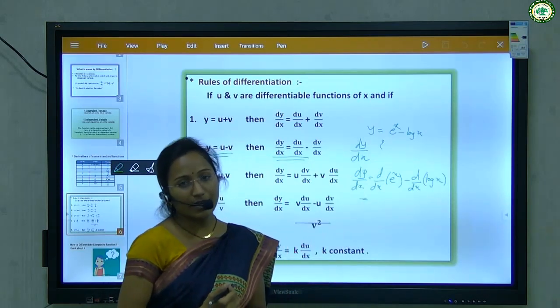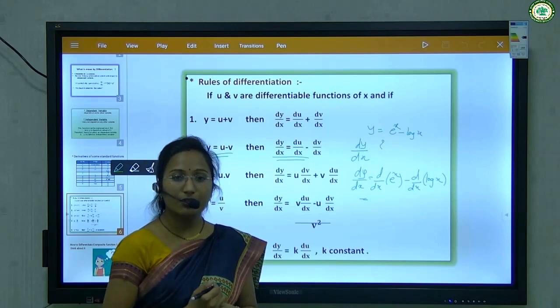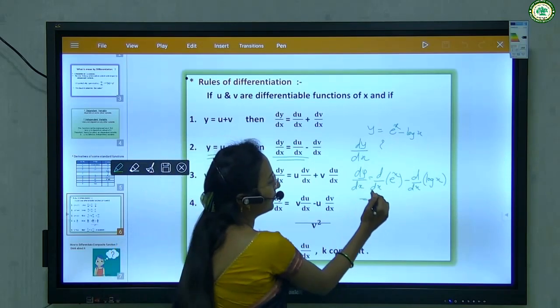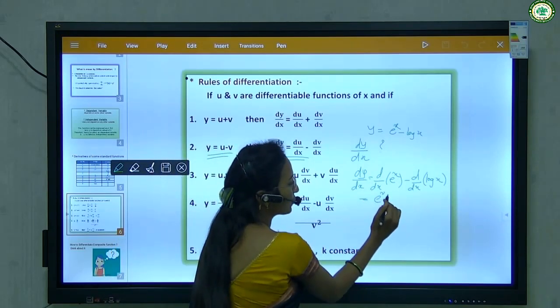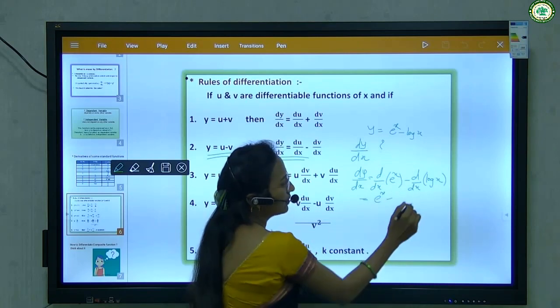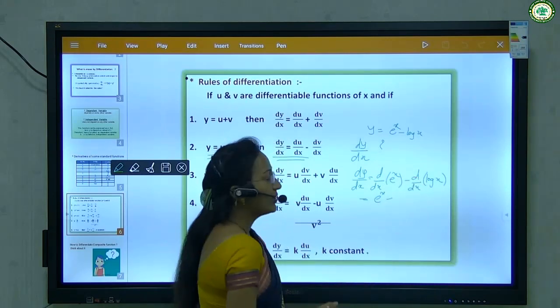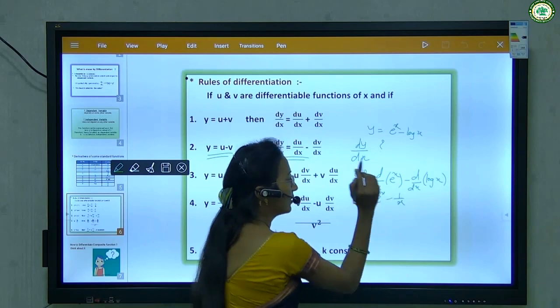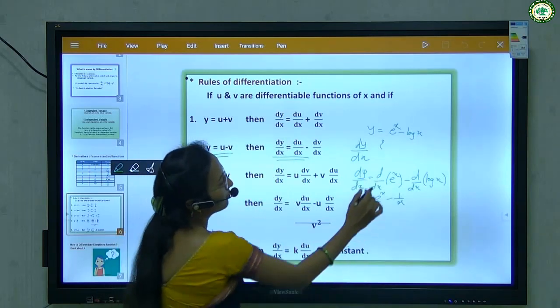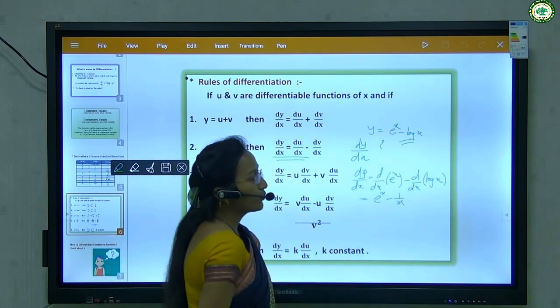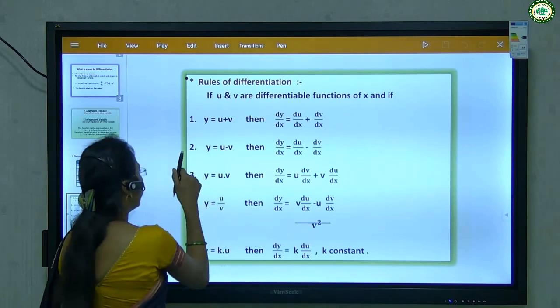e raised to x is a standard function, and the derivative of e raised to x is e raised to x. Therefore, d by dx of e raised to x is e raised to x, minus sign as it is, and the derivative of log x is 1 upon x. Therefore, the total derivative of the given function becomes e raised to x minus 1 by x.